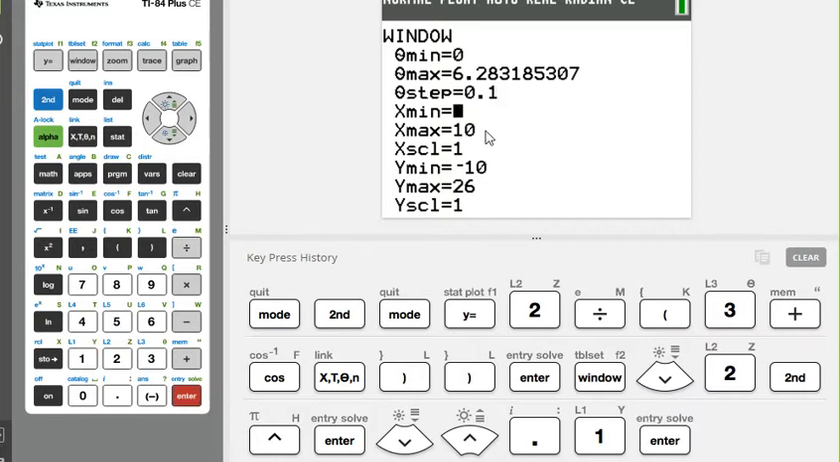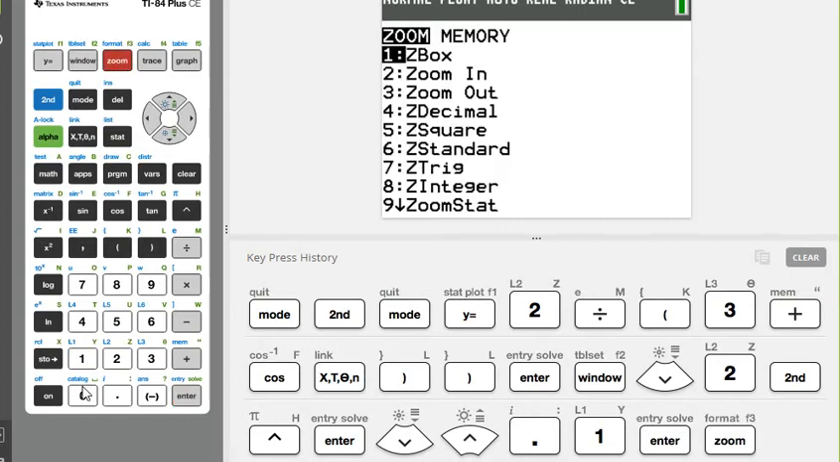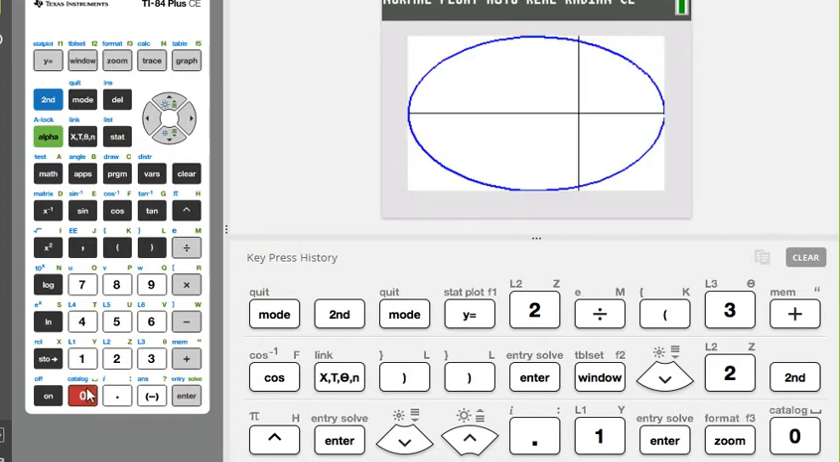As far as the rest of these settings are concerned, you can let your calculator do the work for you on this. Do you remember what the trick is? What do I press? Zoom 0. All right. Is that a new trick for you guys? Did you learn that this semester? That's a handy one. It gets a lot of work done. And there you go. That's an ellipse.